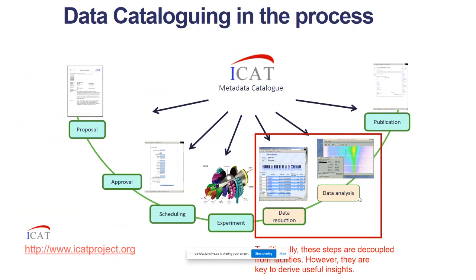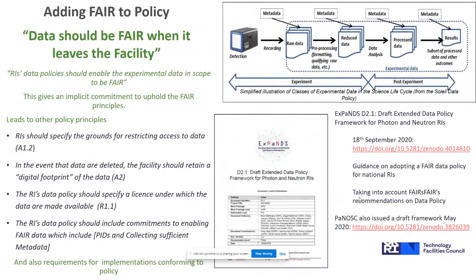So this gives us a realistic aim. What we're looking at in our data policy, and we've used some new data policy recommendations just recently out of EXPANDS and indeed PaNOSC, is that the key point is that data should be FAIR when it leaves the facility. We should do everything we can as a facility provider to make sure it is FAIR at that point. At that point, we can't guarantee anything. We can encourage, we can recommend, but we can't make guarantees. So we want to make the recommendations sufficiently rich that it's in a good state when it leaves the facility.